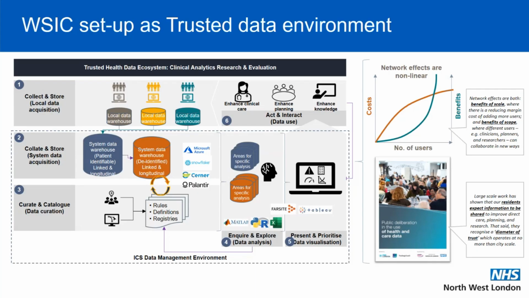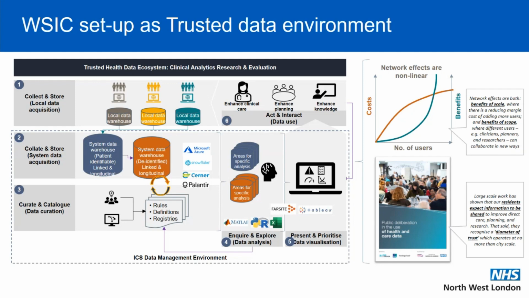So stages 1 and 2 are around the collect and store. This means we are acquiring data, ingesting it into the data warehouse, and linking that all together. Stage 3 is the create and catalog. In here, we're thinking about how to transform the information and catalog it, so we can understand what we have and use it appropriately. Stage 4 is the inquire and explore. This is where the actual analytics takes place.